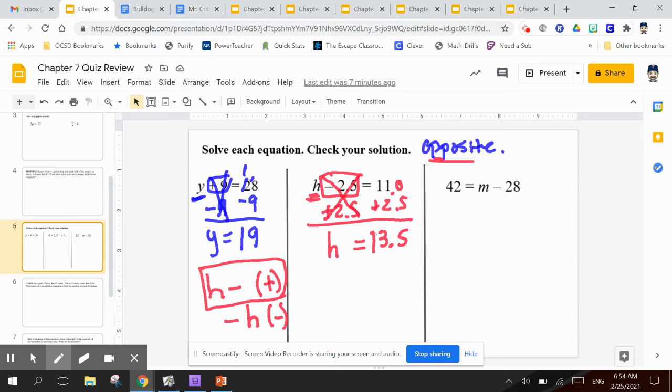And on the last one, this one's kind of written a little funky, so I'm going to use my commutative property again to rewrite this so that my equal sign is on the right side. So I'm going to move m minus 28 equals 42. Now it doesn't change the value, I just moved both sides. So again, here's my variable. My variable is in front of my subtraction sign. So if my variable is in front of my subtraction sign, it tells me to add. So I have to add 28 to both sides.